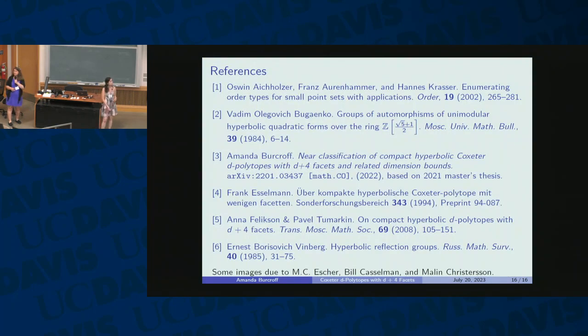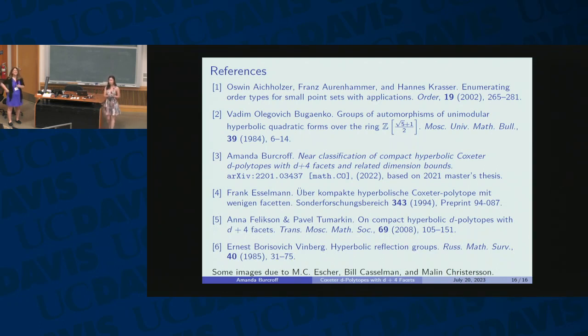Great. Are there questions? Yes. I was wondering if you could say a bit about what exactly makes the hyperbolic case so much harder than the spherical and Euclidean case. Where do the techniques used for the classification in the spherical and Euclidean case start to fail?